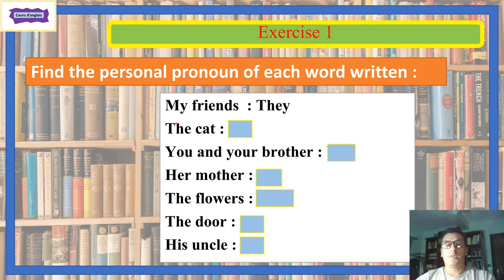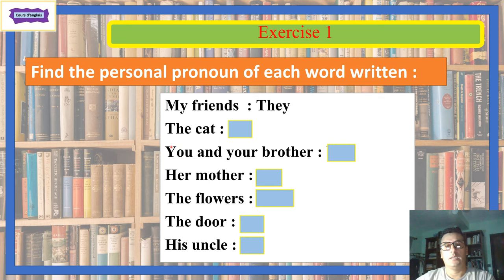Alors, par exemple, my friends, qui veut dire mes amis, on peut remplacer my friends par they. Maintenant, à vous de trouver: the cat, you and your brother, her mother, the flowers, the door, his uncle.